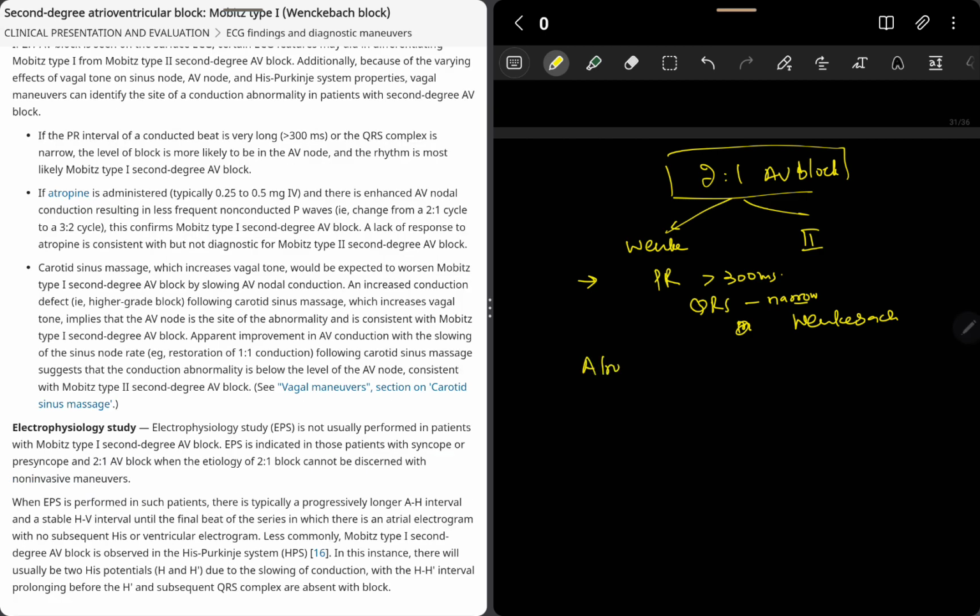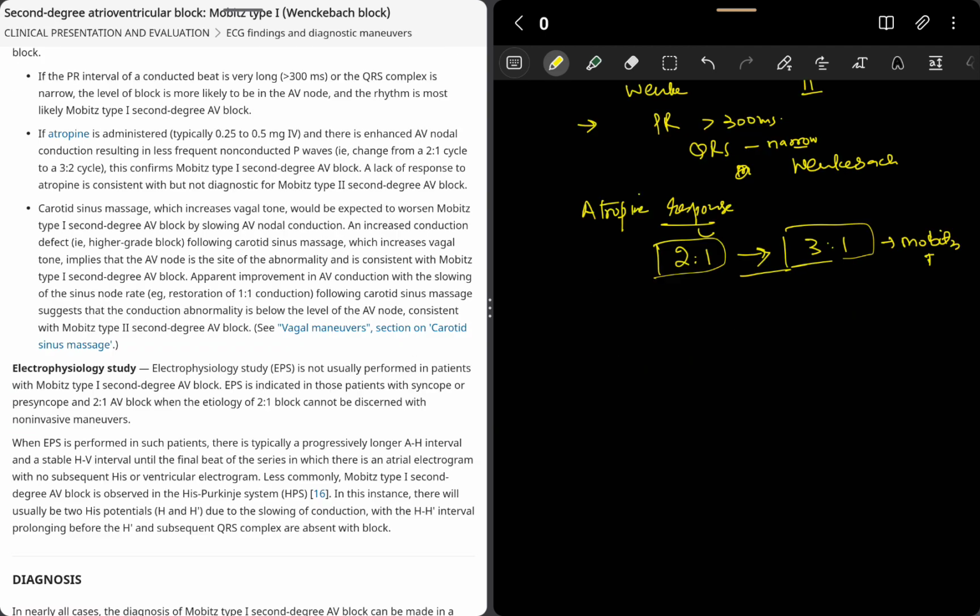Also we see atropine response. If you give atropine 0.25 to 0.5 mg and there is enhanced AV nodal conduction, for example, 2:1 goes to 3:1 block, that means enhancement of conduction. Now more P waves are being conducted. That means this rhythm is most likely to be Mobitz type 1 second degree AV block or Wenckebach.